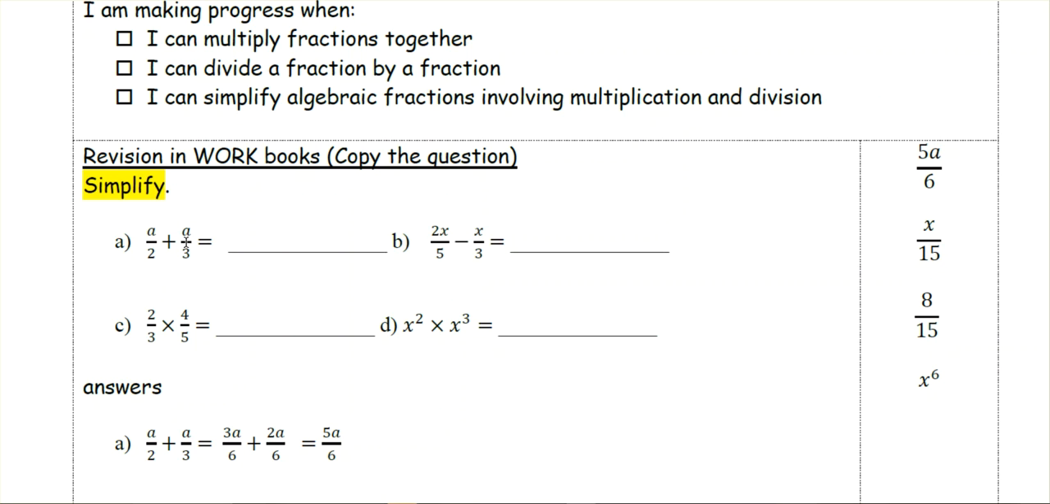So for a over 2 plus a over 3, this question, we need to get 6 on the bottom of our fraction. So to do that, we times a by 3 and 2 by 3, which gives us 3a over 6, plus these ones get times by 2 over 2, so it's 2a over 6. And then this step, we add the numerators because we have the same denominator. So 3a plus 2a is 5a over 6.